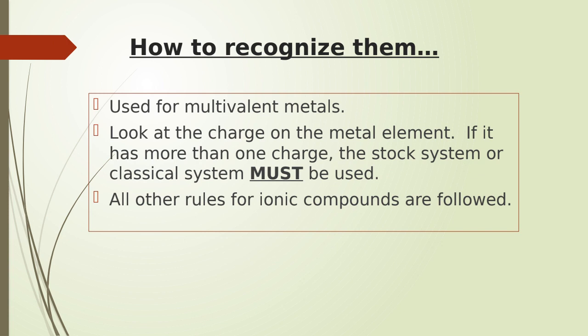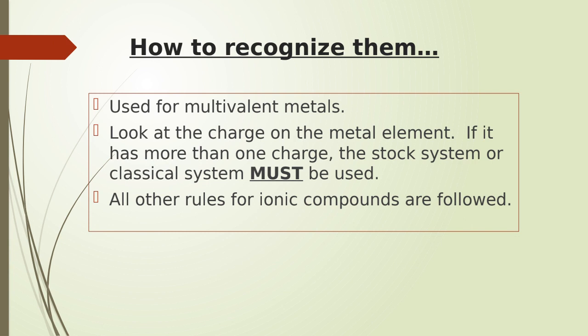So how are you going to recognize that you need to use either the stock system or the classical system? You have to use multivalent metals. And the only way to know if your metal is multivalent, you have to go to the periodic table and look up the charge on your metal. If you notice on the periodic table that the metal has more than one charge listed, if you are naming this compound, you must use one of these two systems.